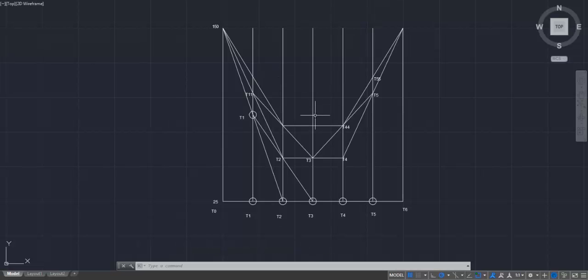Oh, one thing to note, since the Schmidt plot is symmetrical, what you can do is extend and connect these points here, as well as connect these points here. Right, so let's go back to our stuff.